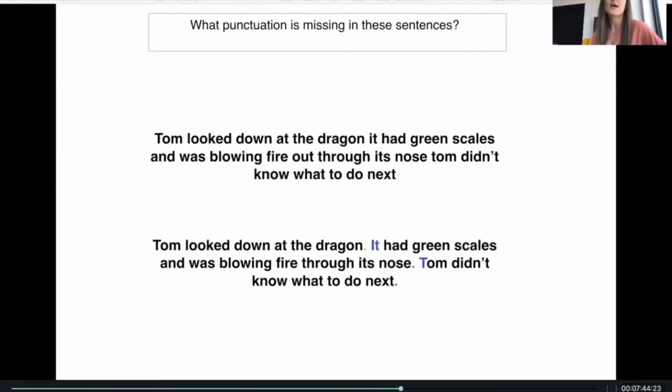Notice that I don't have capital letters in the middle of my words. I don't have them on random words. I have them on the words that need them. So we've got names and the beginning of sentences.